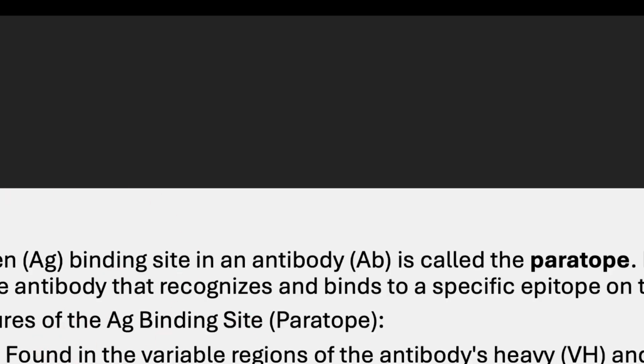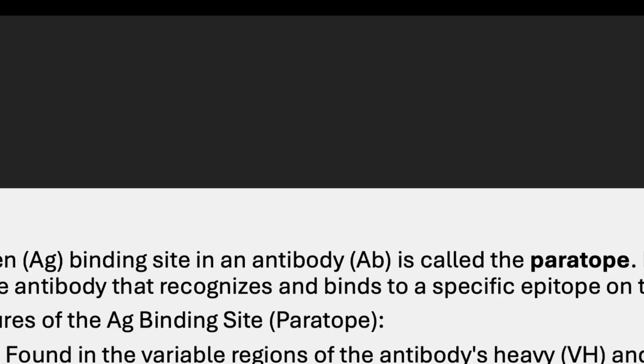Now what are the features of the antigen binding site or the paratope? Where is it found? It is found in the variable regions of the antibody heavy and light chains. So this was the answer to this question. Specifically within the complementarity determining regions. So even within the long heavy chain and light chains, there are regions which are called complementarity determining regions or CDRs.